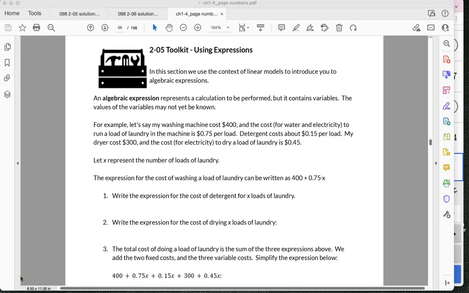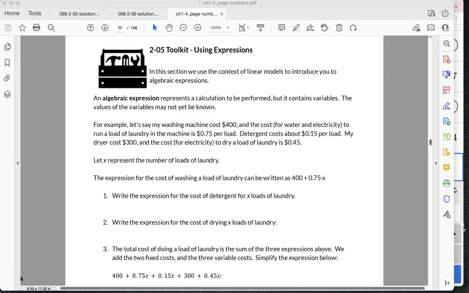This example, it's kind of like a laundry example, might seem a little bit silly, but I'm imagining that someone who owns a laundromat might do a calculation like this to try to see what they should charge. And if you wanted to get really into the math of your cost of laundry, you could do this type of calculation. So a washing machine, let's say it costs $400.